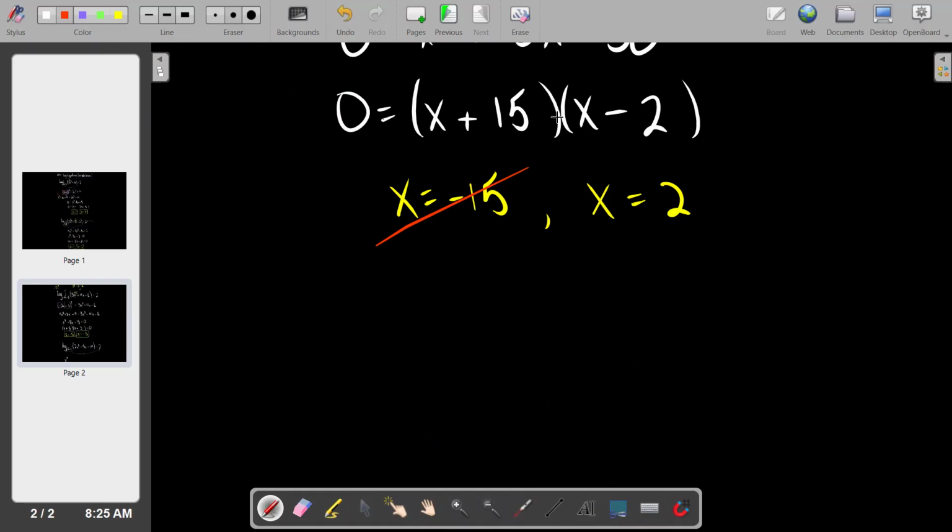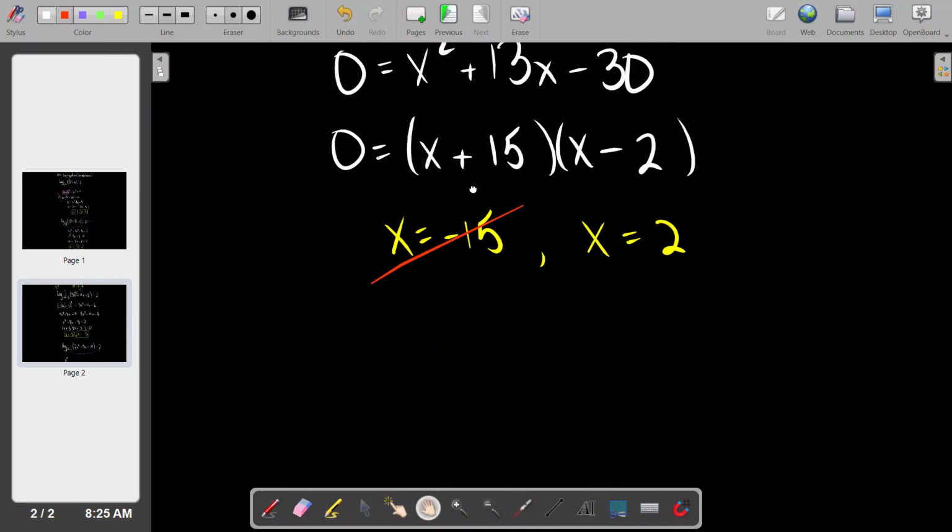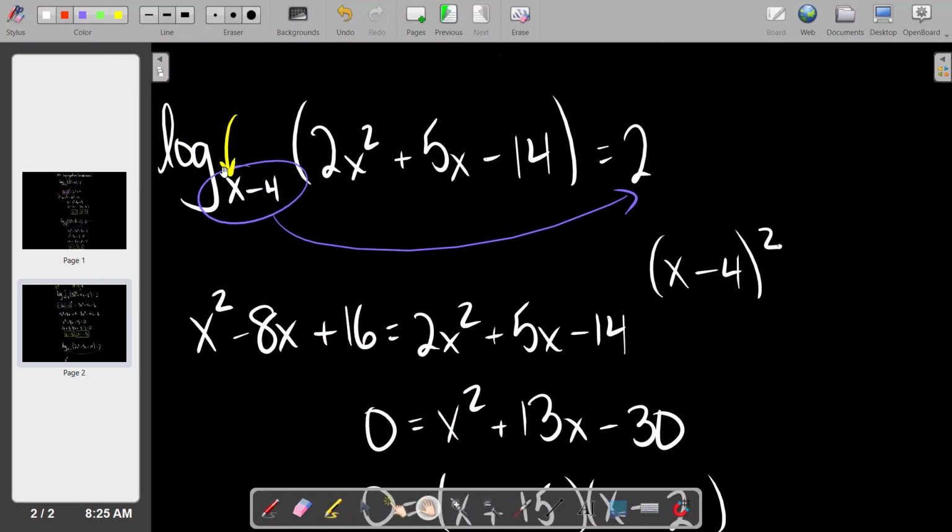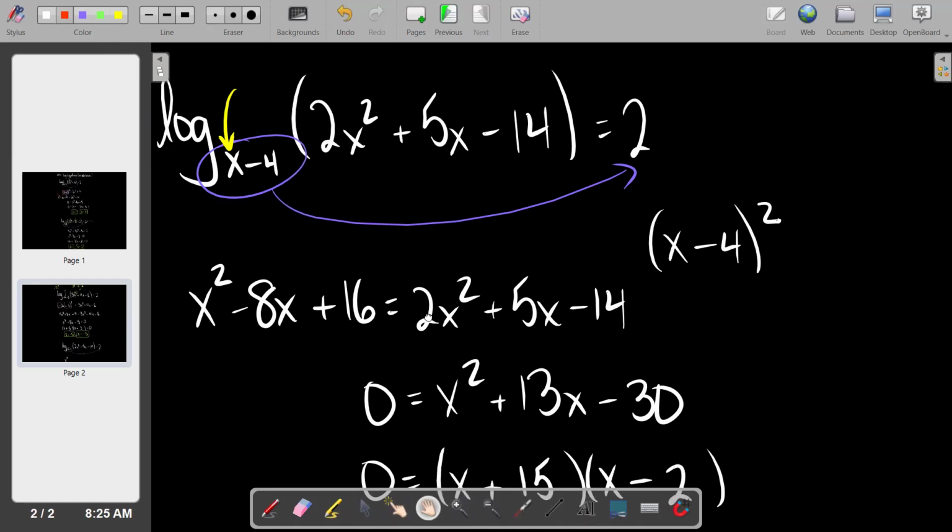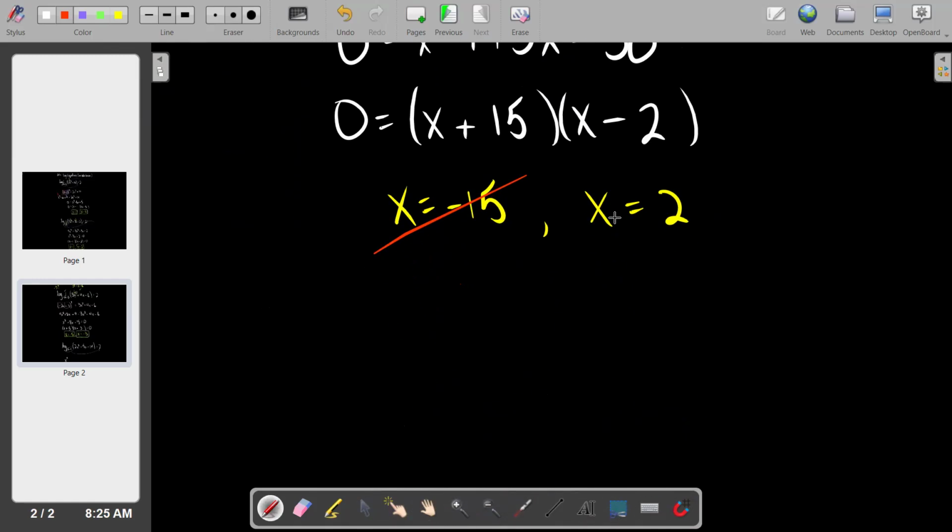Okay, let's go check 2. Head back up to the beginning. Pop a 2 where that arrow's at. What's 2 minus 4? Negative 2. So once again, we realize neither of you guys do me any favors. So this is actually an equation that has no solution.